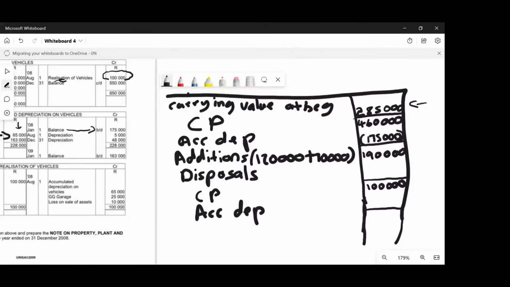100 minus 65, how much do you get? 35. You record it in brackets because it's an asset that was sold. So you record 35,000 in brackets. Do you have any questions so far? No.